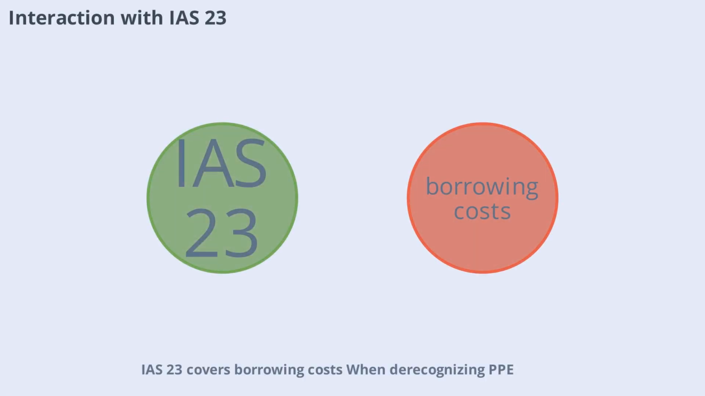IAS 23 covers borrowing costs. When derecognizing PPE, it's important to consider any capitalized borrowing costs. If the asset is disposed of, any unamortized borrowing costs should be written off. This ensures that all related expenses are properly accounted for and that the financial statements remain accurate.